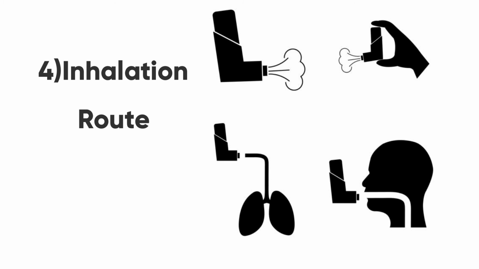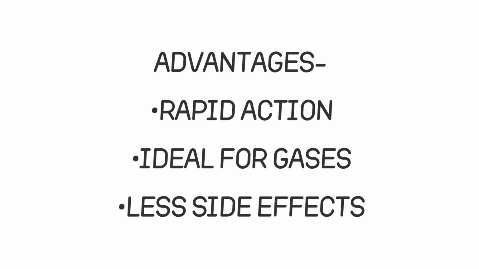Generally, volatile liquids and gases are given by inhalation for systemic action, whereas non-volatile drugs can also be administered by inhalation for local action in respiratory tract. For this, the drugs should be in the form of fine mist or aerosol, for example, salbutamol, beclomethasone inhaler for asthma. The advantages of the inhalation route are rapid action.